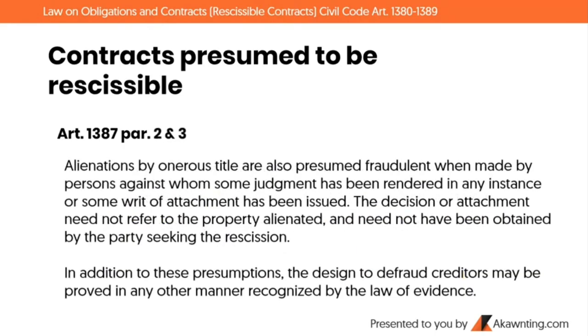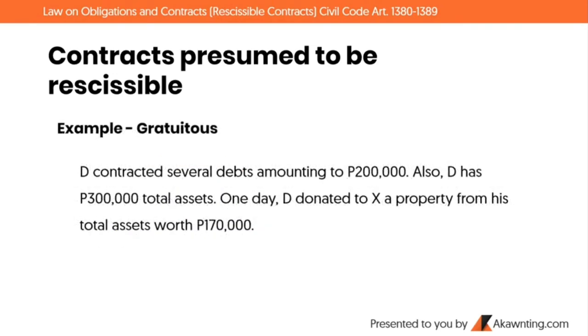And paragraph 2 and 3, so alienations by onerous title naman, so this specific paragraph deals with onerous contracts, are also presumed fraudulent when made by persons against whom judgment has been rendered in any instance or some writ of attachment has been issued. The decision or attachment need not refer to the property alienated and need not have been obtained by the parties seeking rescission. In addition to these presumptions, the design to defraud creditors may be proved in any manner recognized by the law of evidence. Okay? So, example tayo para mas maintindihan natin.